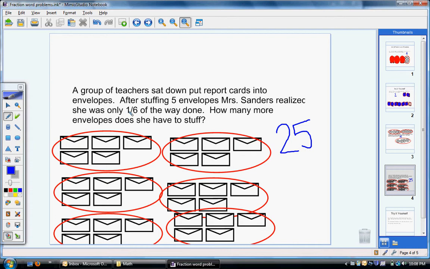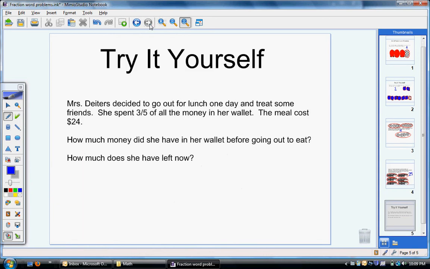Is one of those groups what she has done? 5 envelopes. Yep, one of those groups is what she has done, which is 5 envelopes. So why don't you go ahead and try it yourself? Really think about the steps.